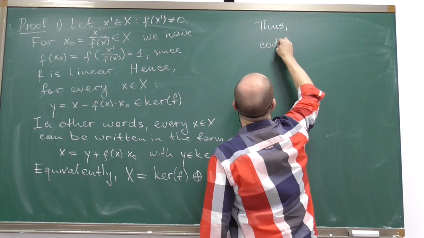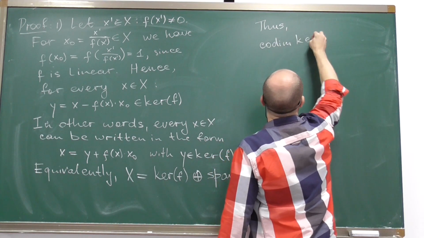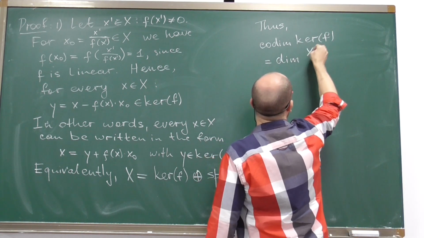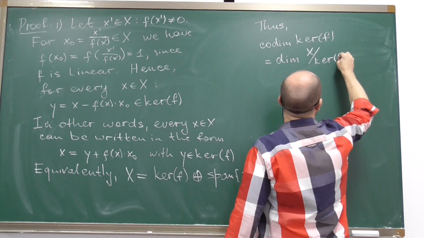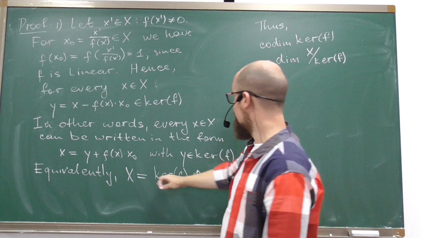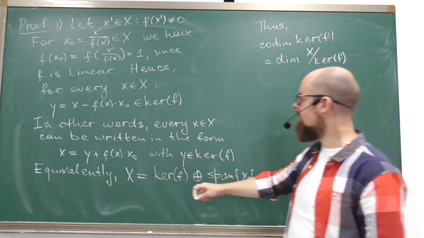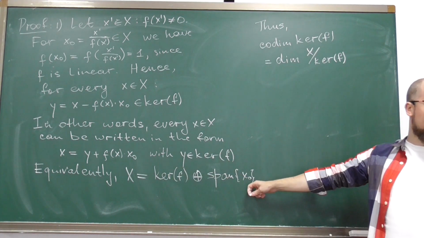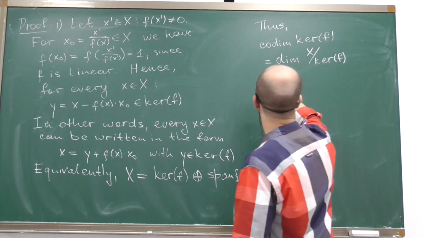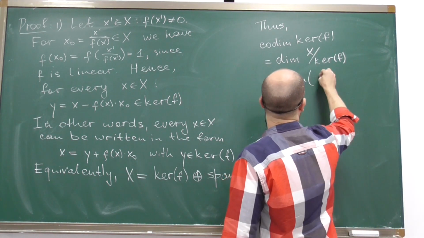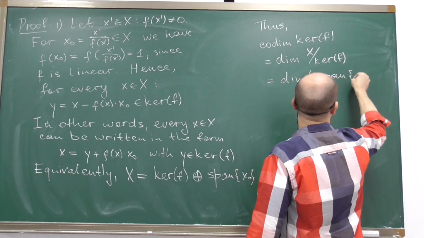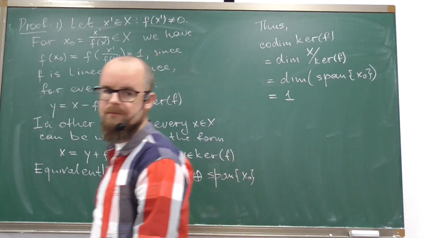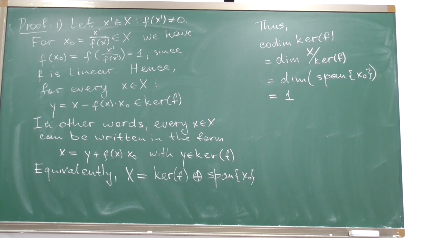Let us now recall how we define the codimension. The codimension of, well, in our case, the kernel of f is defined as the dimension of a factor space. But we have this direct sum, so when we consider the factor of x over the kernel, it is nothing but the second summand, so it's a span of x naught, but the span of a single element has dimension 1. Let us go for the second part of the proof.